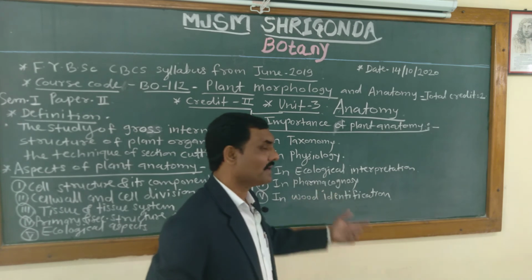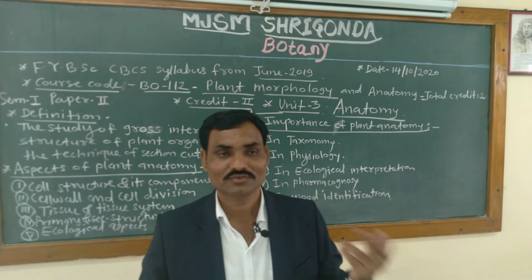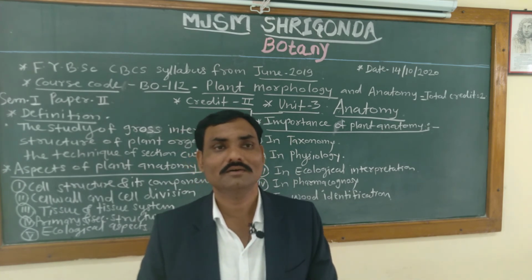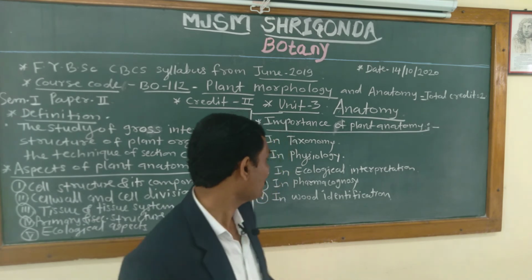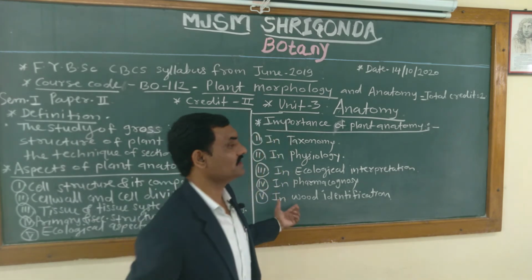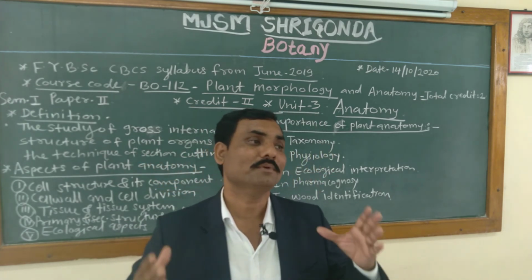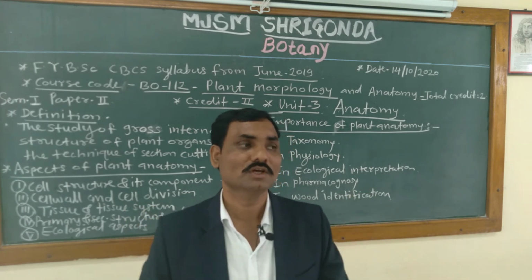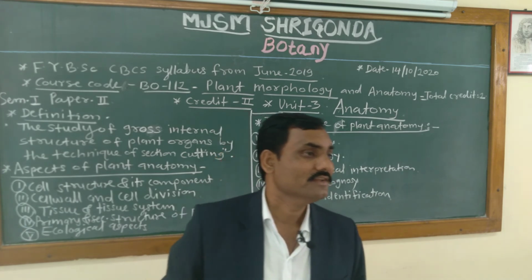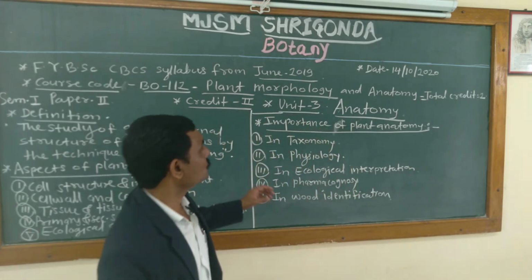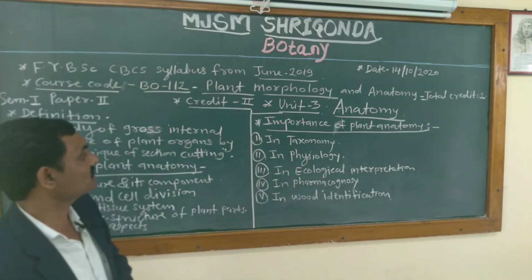Then in pharmacognosy, we know that adulterated drugs are found in society, and when we study the anatomical section, that also plays a very vital role in the study of pharmacognosy. And in wood identification, when we take the transverse section of any type of wood, on the basis of the presence or absence of cells and tissues, we can differentiate which type of wood it is. In this way, we can understand very well these different points in plant anatomical structure.